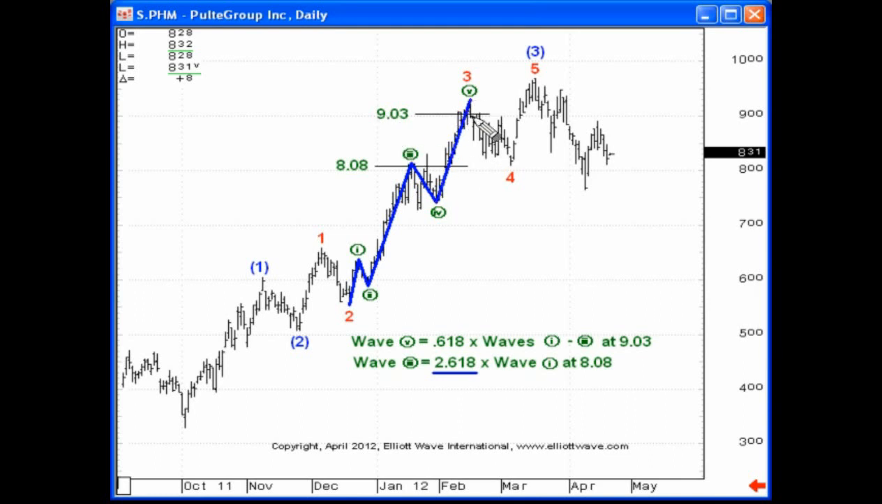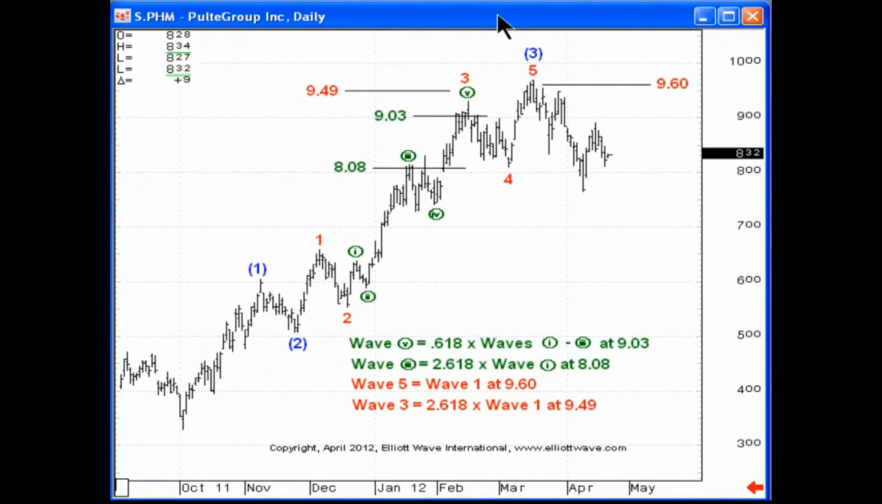At 903, we pushed up a little bit above it and then reversed, but 903 is where wave 5 equals a 0.618 multiple of waves 1 through 3. What I'm essentially doing here is taking the distance traveled in waves 1 through 3, multiplying that distance by 0.618, and that gives me an upside target for wave 5. So we're just simply working this 5-wave structure.